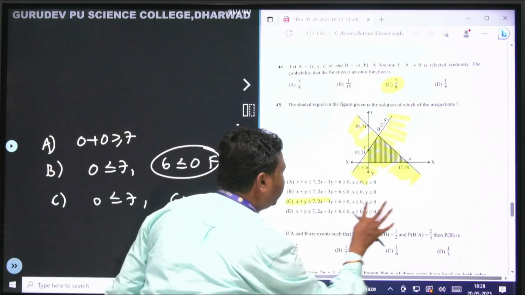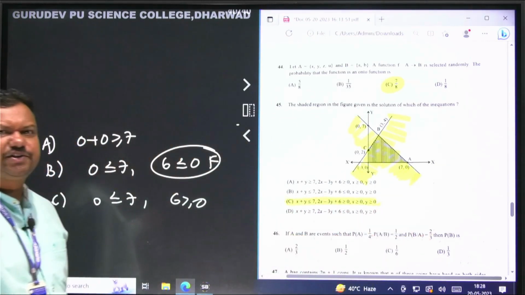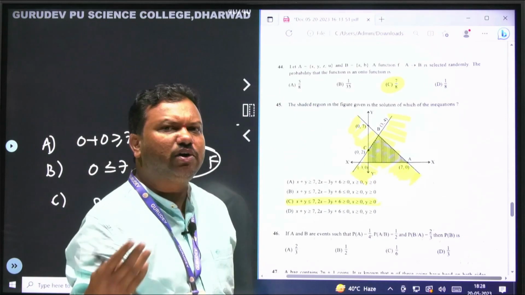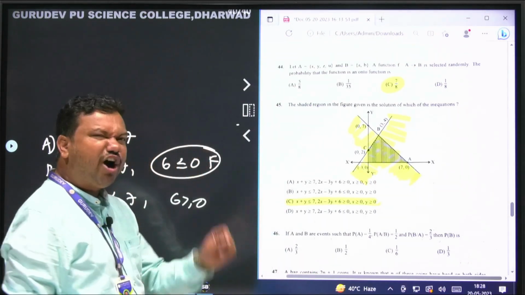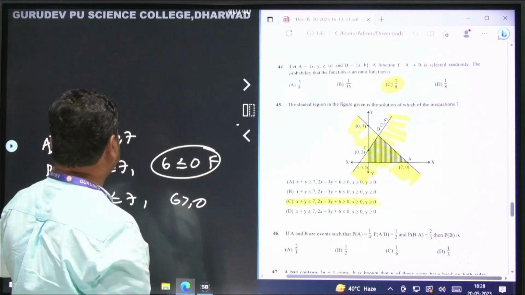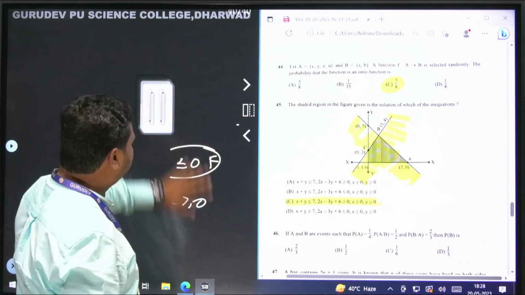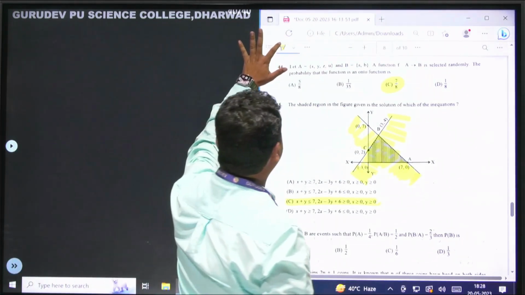Hence my answer is option C. Finish. You know how to solve these LPP problems, right? So according to that, option C is the right answer. So by the trial and error method, the elimination method, you'll get the right answer.